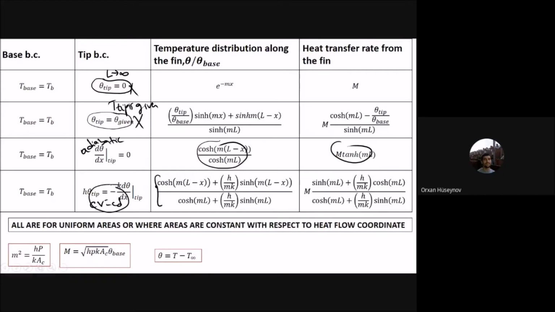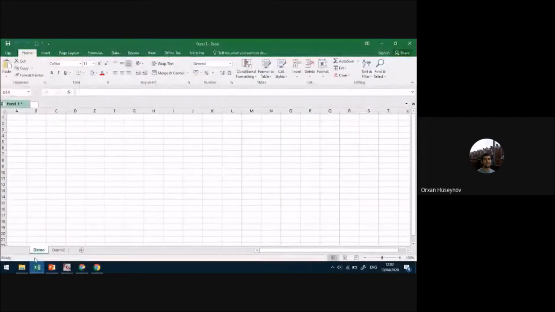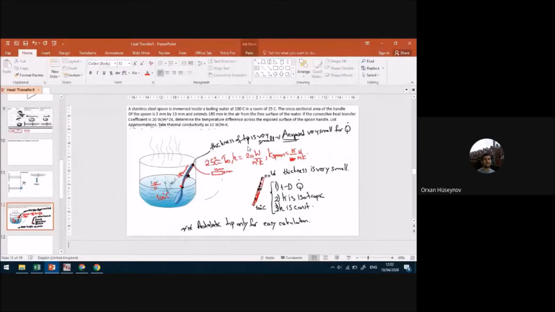Okay, let's start to solve the problem. For solving the problem, we should have the m value, which is the square root of HP by KAC, and we should have this theta by theta base. I will solve the problem in Excel. Go back to Excel, and I will write the values that are given in the question.